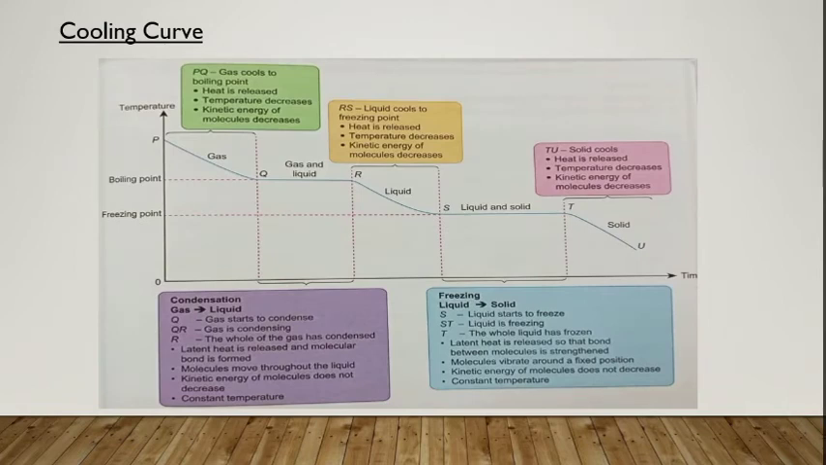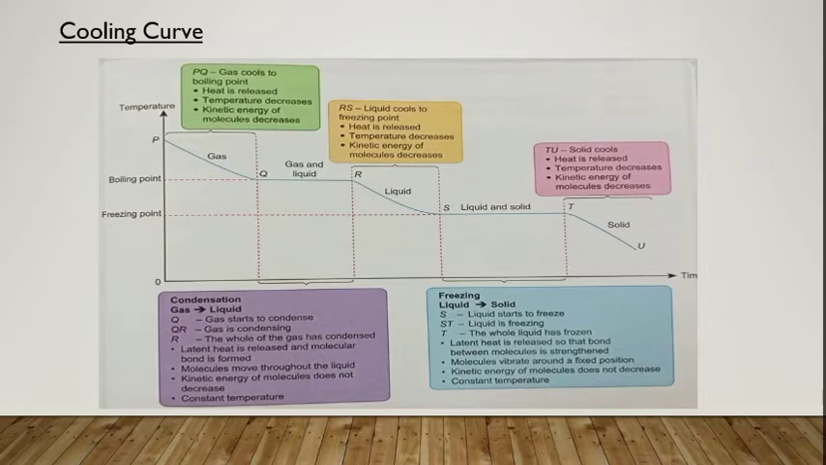Process PQ: gas cools to boiling point. Heat is released. Temperature decreases and kinetic energy of molecules decreases. Process RS: liquid cools to freezing point. Heat is released. Temperature decreases. Kinetic energy of molecules decreases. Process TU: solid cools. Heat is released. Temperature decreases and kinetic energy of molecules decreases.